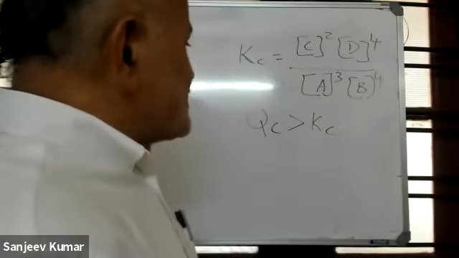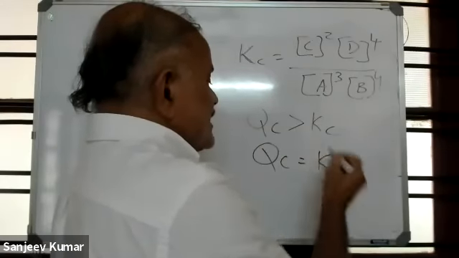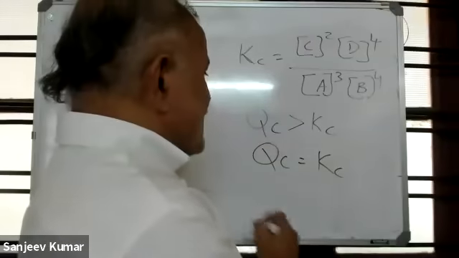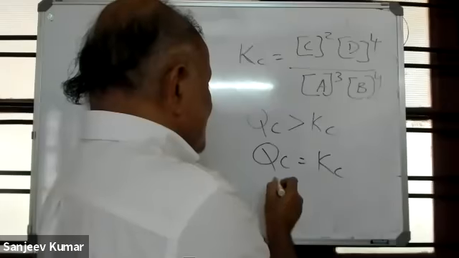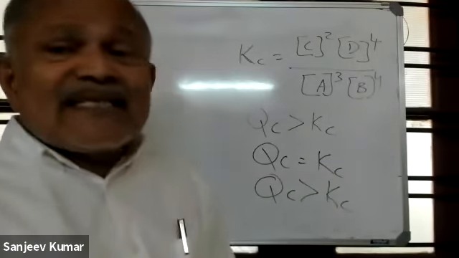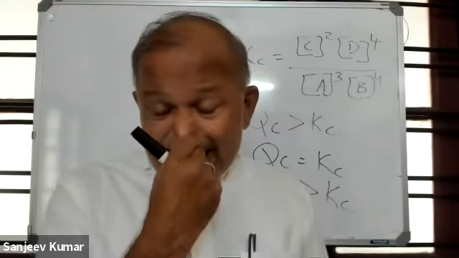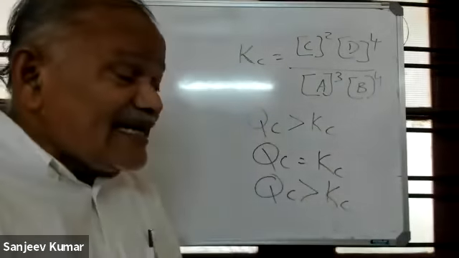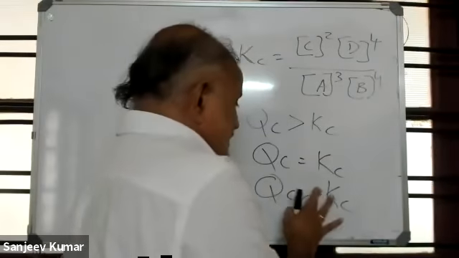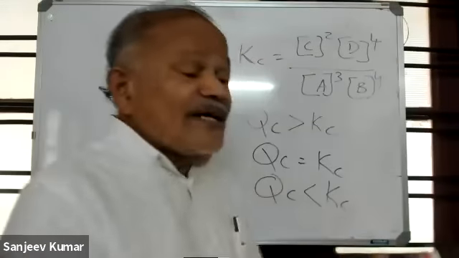But if Qc is equal to Kc, what happens? It is at equilibrium. If Qc is equal to Kc, it is at equilibrium. Both forward and backward reaction will take place at the same speed. And these are the three conditions. That is, if Qc is greater than Kc, initially backward reaction will take place. If Qc is equal to Kc, it is at equilibrium. If Qc is less than Kc, initially the forward reaction will take place.